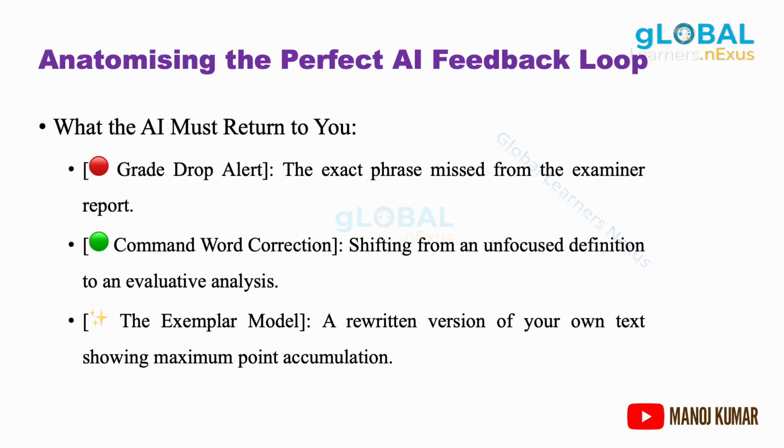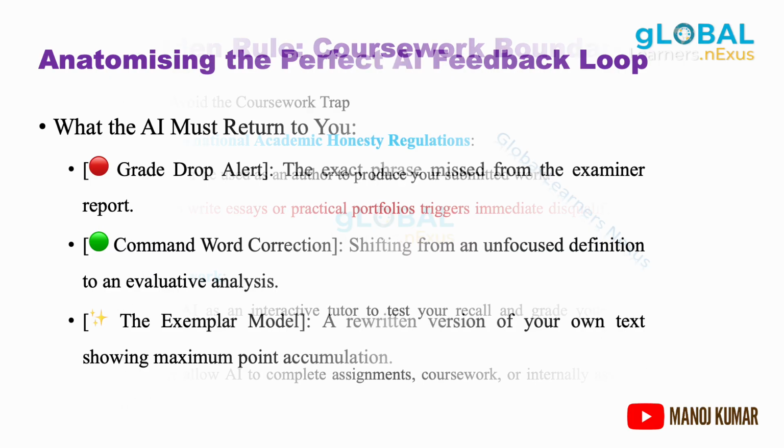When the AI replies, look for 3 things: the grade drop alert, where you missed phrasing; the command word correction, did you define when you should have evaluated; and finally, the exemplar model, a rewrite of your answer, showing you how to hit full marks.